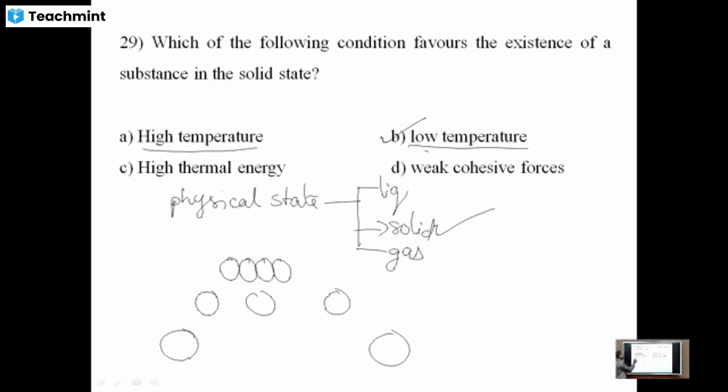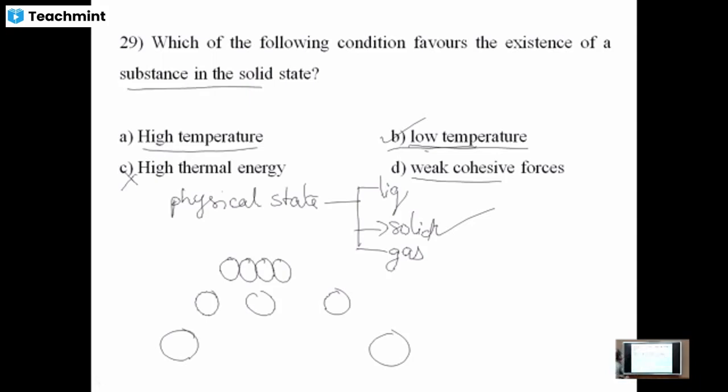If you go to option C, high thermal energy, it is just similar to high temperature. When energy is provided, kinetic mobility of the molecules increases, that leads to conversion of a solid into liquid and then into gas. Therefore, it cannot lead to the existence of the substance in a solid state. And the fourth option, weak cohesive forces, nothing but weak dispersion force. Solids are possible only if there is a strong attractive force between the particles. Weak cohesive force leads to the gaseous state. So out of the four options, only option B, low temperature, favors the presence of a substance in the solid state.